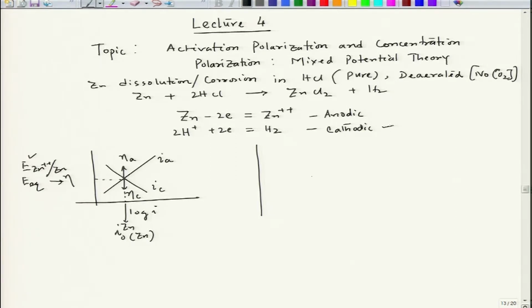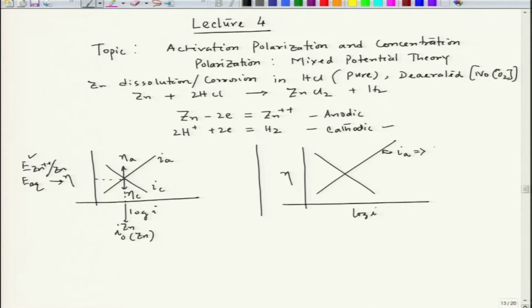Similarly, for this reaction we can also have a similar type of polarization, where this is log I. If I see the 2 segments, this segment corresponds to I A, which corresponds to this reaction, H2 going to 2H plus plus 2 electrons, and this part is nothing but H plus going to H2. So, this is the anodic process, this is the cathodic process, because for both these processes I can have anodic as well as cathodic.